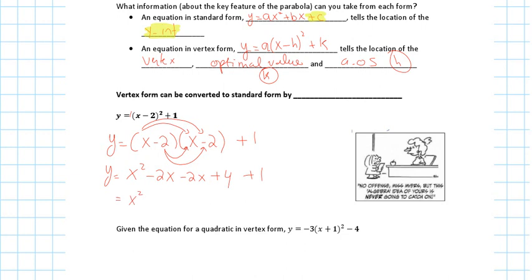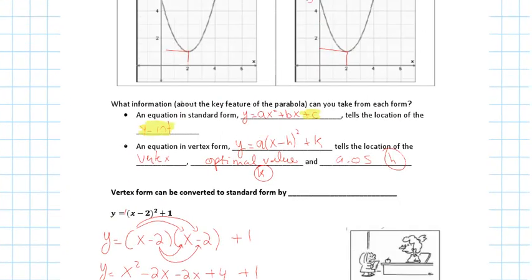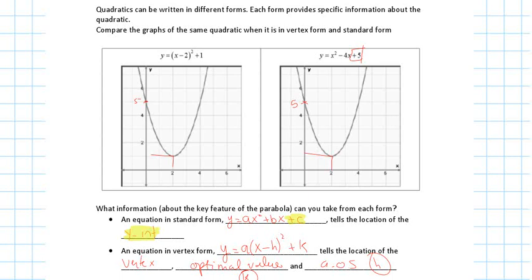Negative 2x minus 2x, which gives me minus 4x. Just for x, you're subtracting your coefficients. And 4 plus 1 is 5. Look. Right? See?